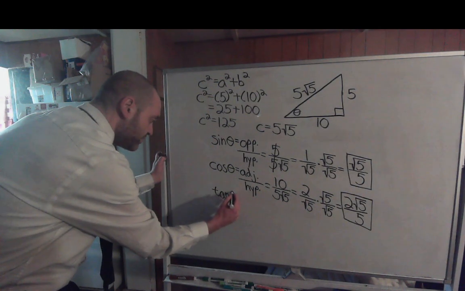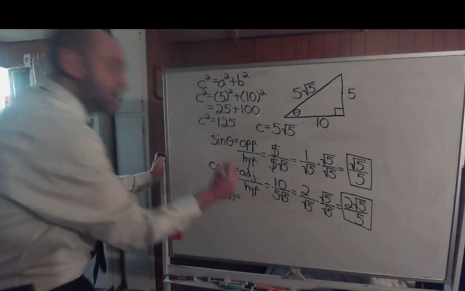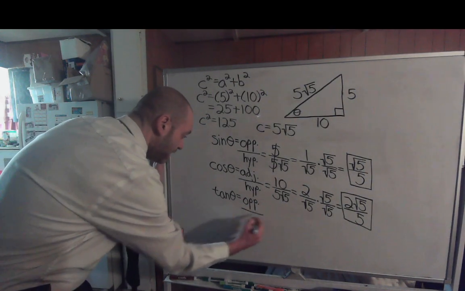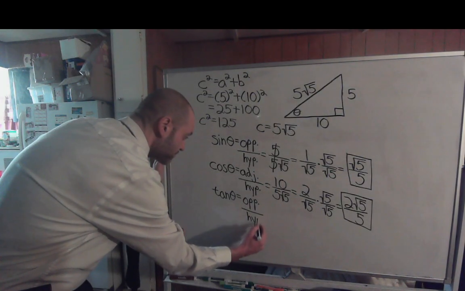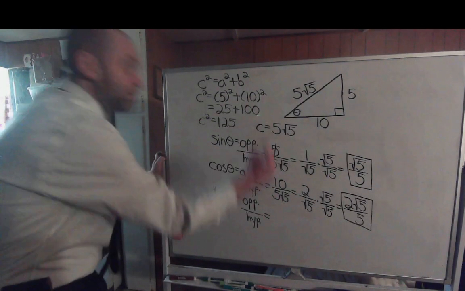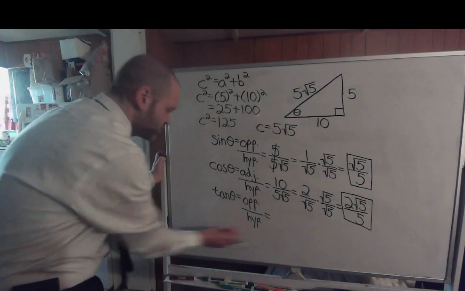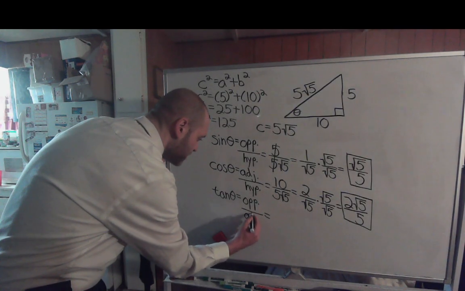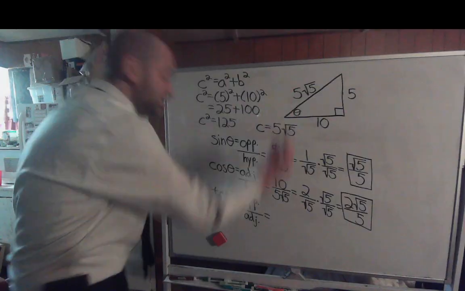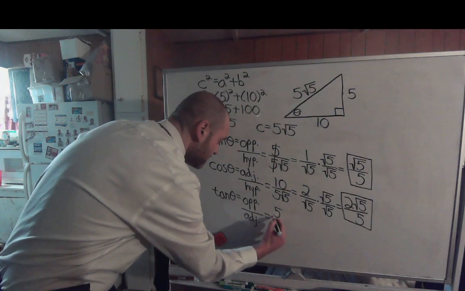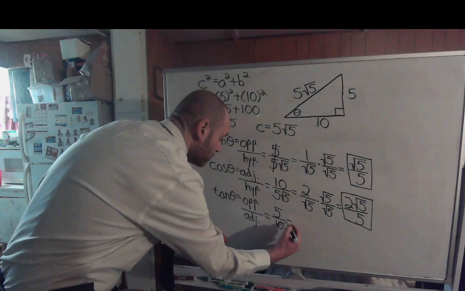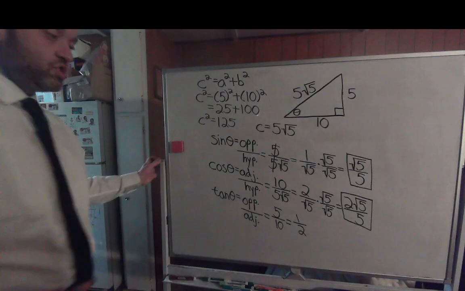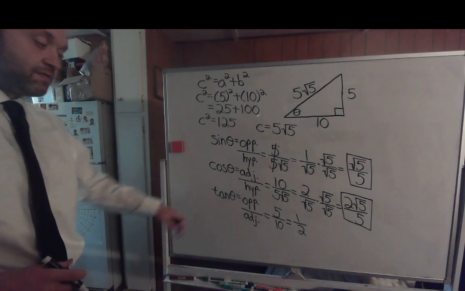Now what about your tangent? Your tangent of theta is simply, that's the opposite over the hypotenuse, which would be equal to, I'm sorry, it's opposite over adjacent. I don't know why I did that. That was sine. Opposite over adjacent is tangent. That's going to be 5 over 10, which would turn into 1/2. So the tangent is equal to 1/2.